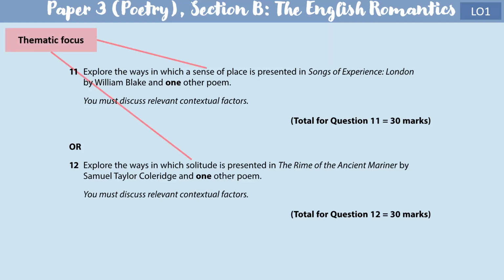So here we have the thematic focus, so a sense of place, or in the second question, solitude. We have our named poem, so we have Songs of Experience London. The second poem that's named on the slide, The Rime of the Ancient Mariner by Samuel Taylor Coleridge, is no longer a poem that you study in the collection. They reduced the number a couple of years ago. One poem of your choice is mentioned in both questions, but as we've said, we don't need to compare with this.